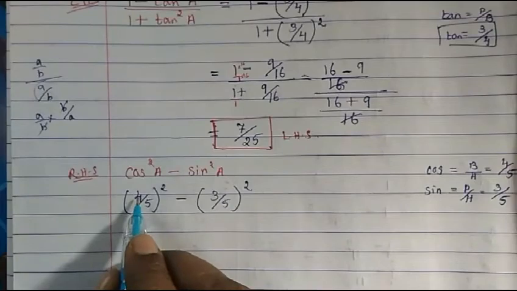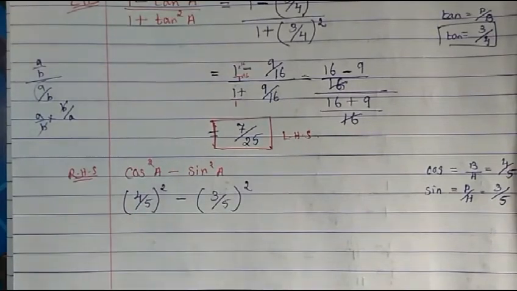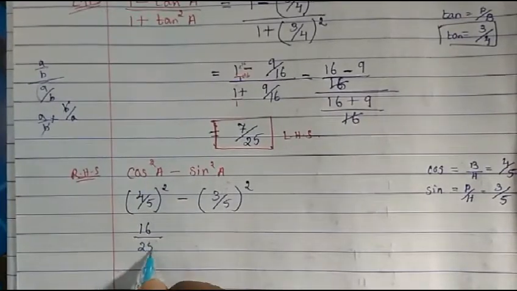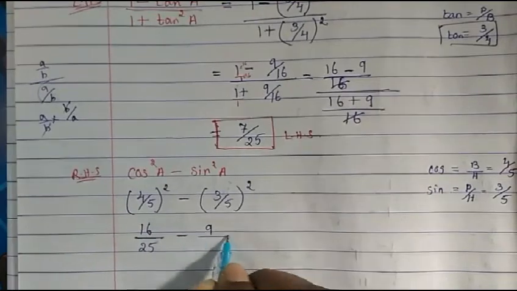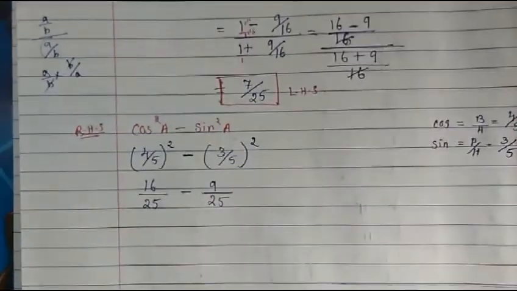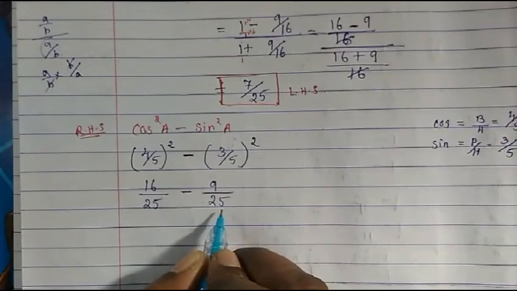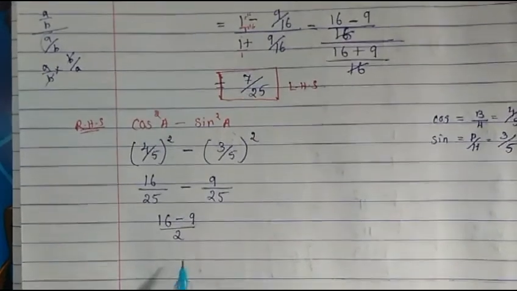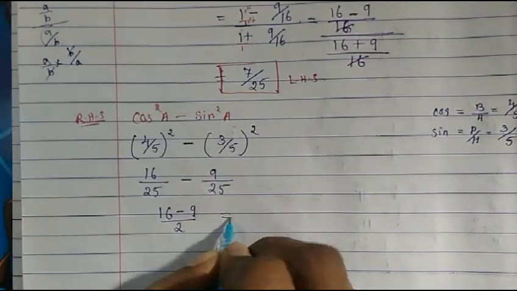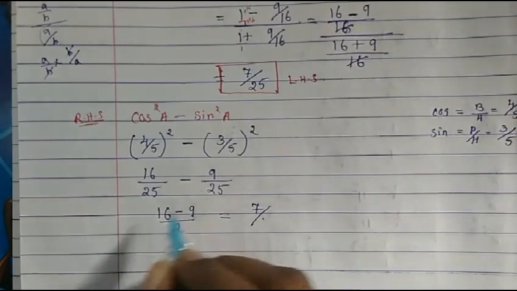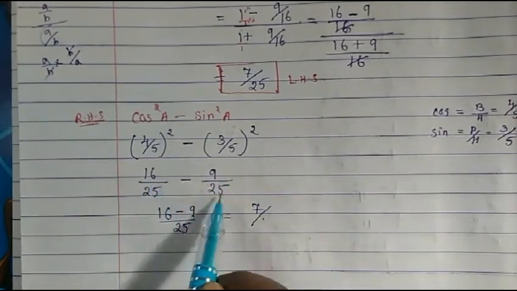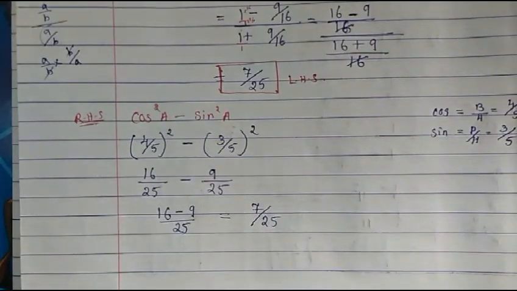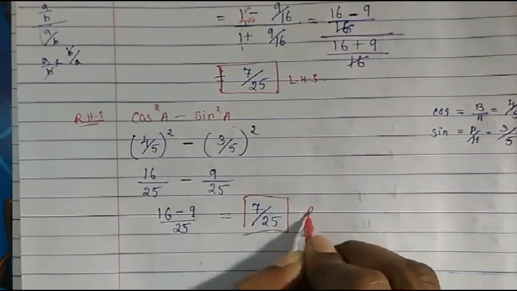Let us now write the squares. 4 square will be 16, 5 square is 25. 3 square is 9, 5 square is 25. Both denominators are 25, so we can write 16 minus 9 upon 25. 16 minus 9 is 7, then 25. So this is actually the RHS side.